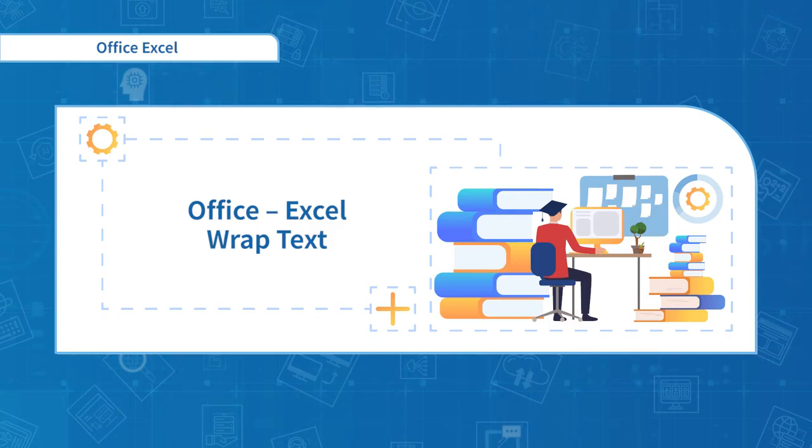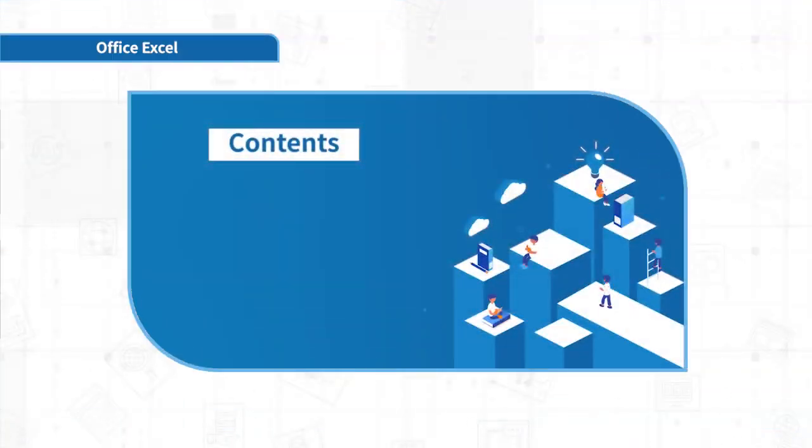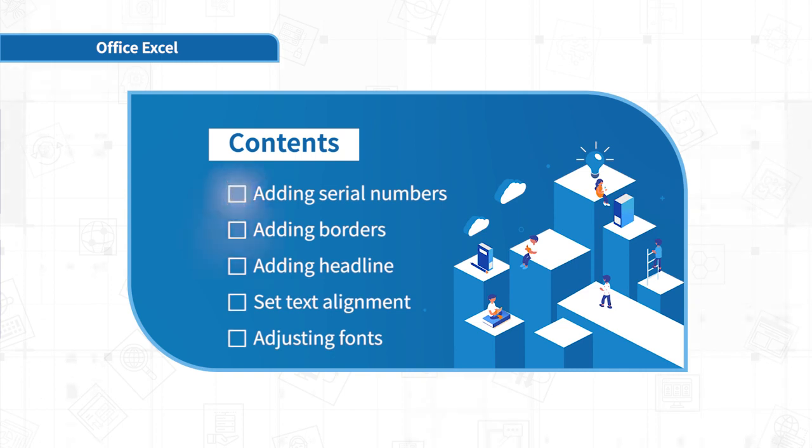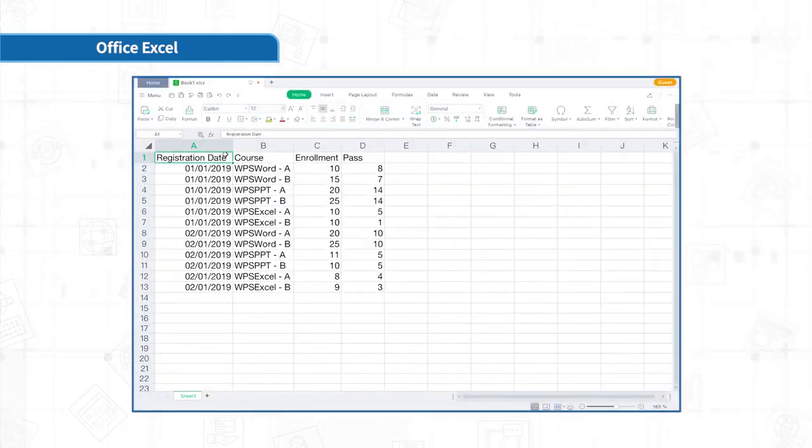In the previous chapters, we learned some skills at entering and processing data in Excel. After entering data, we can do some basic content layout adjustments to make the form clearer and more professional. In this section, I will show you how to adjust the layout of a form in Excel. The adjustments include adding serial numbers, adding borders, adding headline, set text alignment, and adjusting fonts. Now let's learn about them one by one.